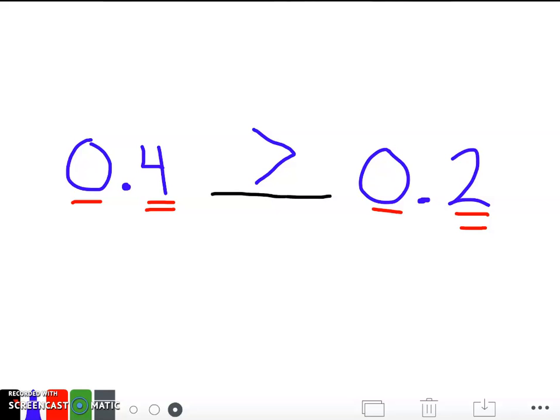And if you aren't sure which symbol to put in, you could always think of this as the Pac-Man, and Pac-Man wants to eat the bigger number, so the mouth should be open to the bigger number. Whatever method works for you, that's really all it boils down to. As I said, there are going to be some that are a little bit more confusing. I'm going to show you one of those in a second.